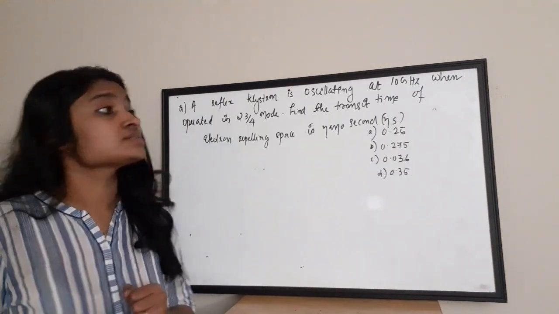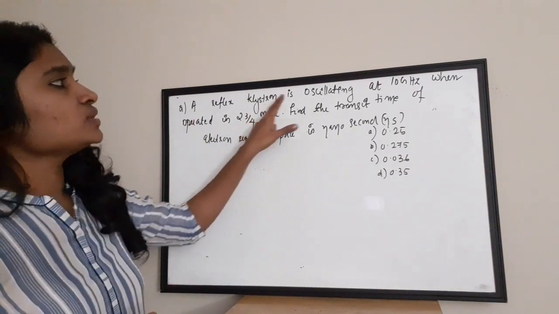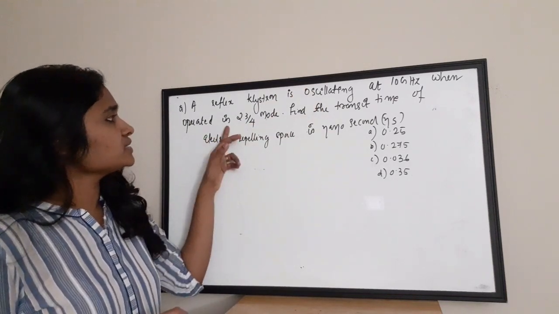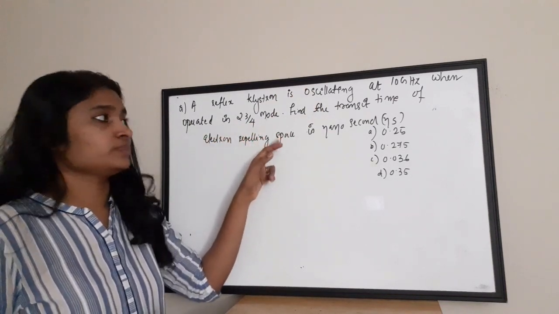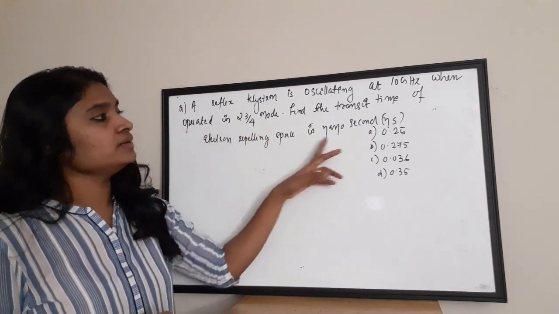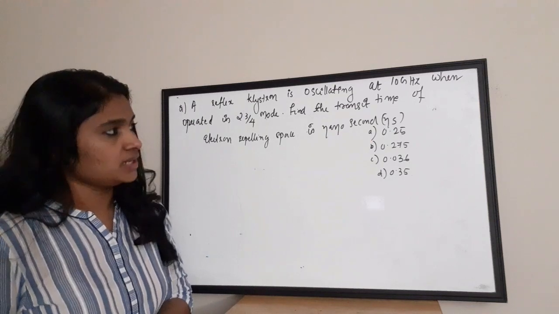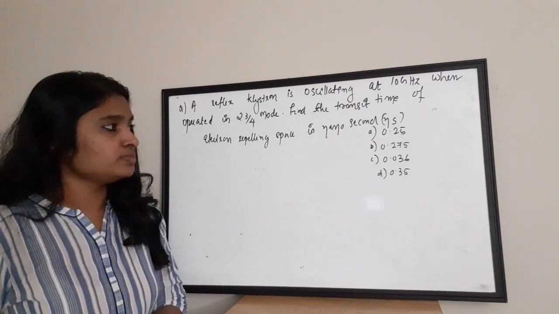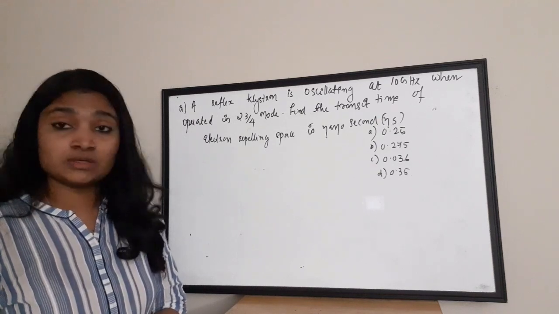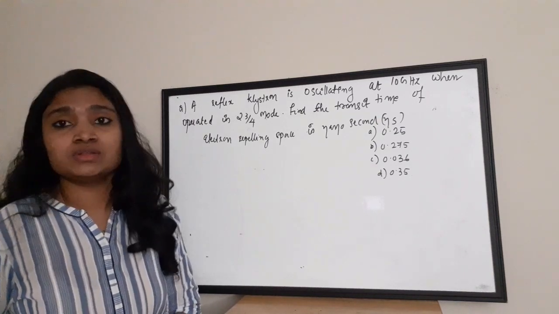The next question is, a reflex klystron is oscillating at 10 GHz when operated in 2 and 3/4 mode. Find the transit time of electron in the repelling space in nanoseconds. Option A 0.25, option B 0.275, option C 0.036 and option D 0.35.